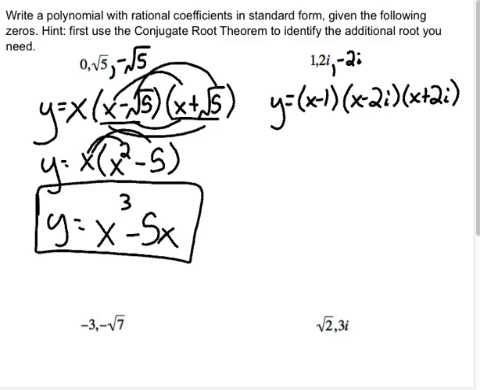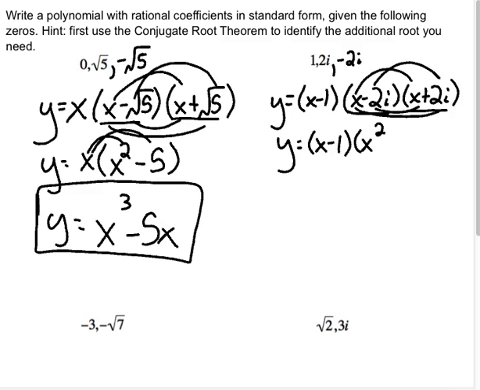Now again, FOIL intelligently. I'm going to FOIL these together first. So x times x gives me x squared. 2ix minus 2ix, those middles are always going to cancel. You don't even have to worry about those middle terms. And then here, negative 2i times 2i. So I'm going to do a little side note on that one. So negative 2i times 2i, remember, that would be negative 4i squared.